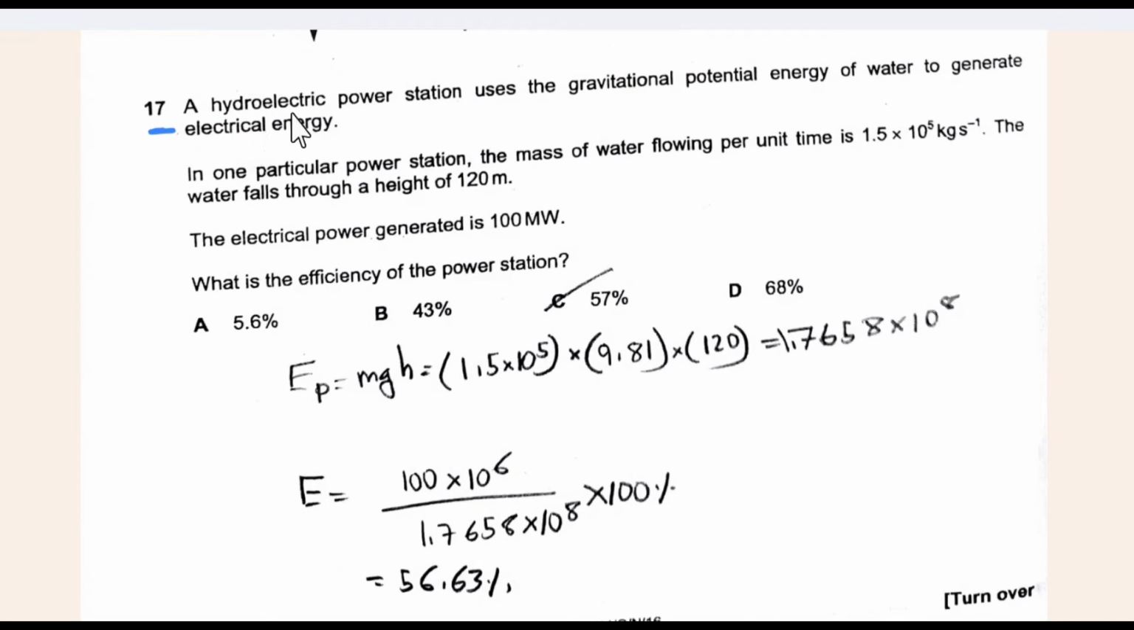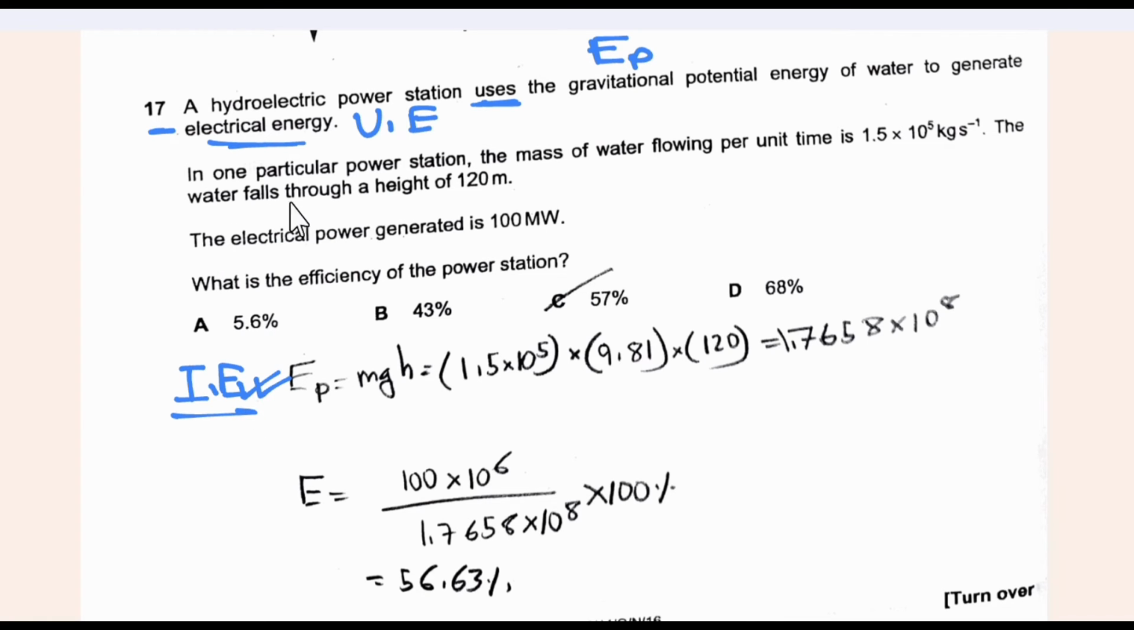Number 17. A hydroelectric power station uses gravitational potential energy. So the initial energy is the gravitational potential energy of the water, used to generate electrical energy. So electrical energy is our final energy, or the useful energy, and gravitational potential energy is the initial energy, that means the total energy.